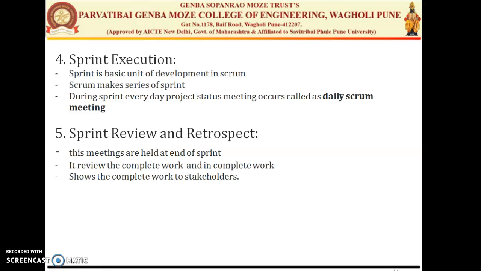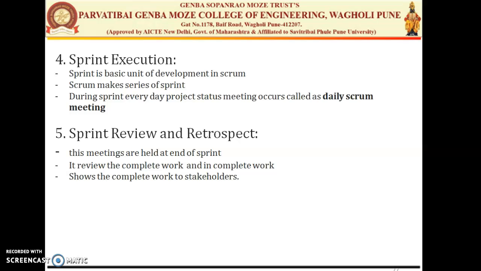Next comes the sprint execution. Basically the sprint is the unit of Scrum development. So Scrum makes a series of sprints. It may be one, but it is generally more than one, because a number of sprints are planned for the Agile or Scrum development process. Whenever you are using the Scrum development process, different sprints are planned.